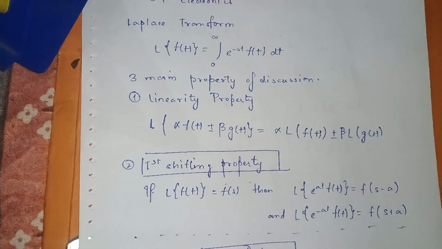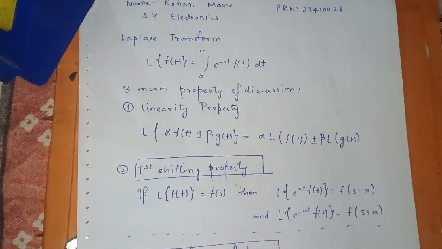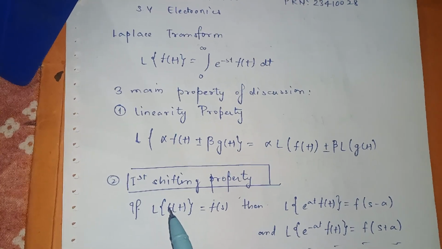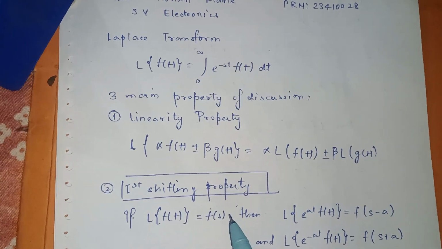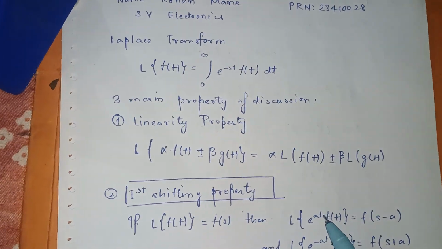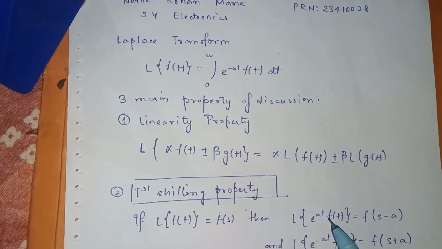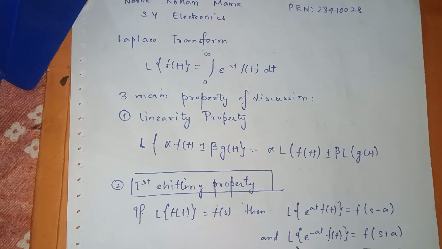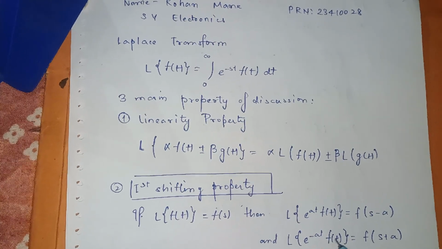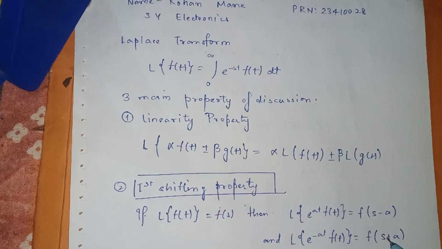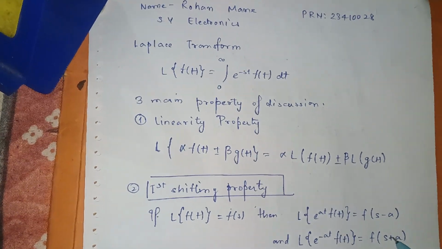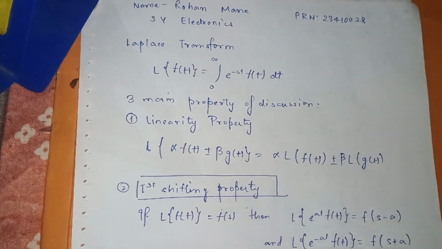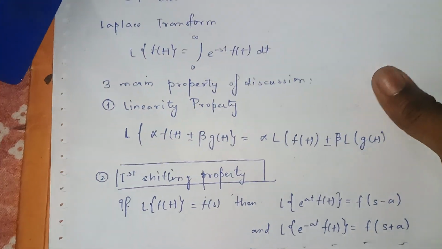Second, we move on to first shifting property. According to this property, if f of t is a function and the Laplace transform of f of t is F of s, then Laplace transform of e raised to at f of t is given by F of s minus a, and Laplace transform of e raised to minus at f of t is given by F of s plus a. Now we will move on to some examples to understand these properties.